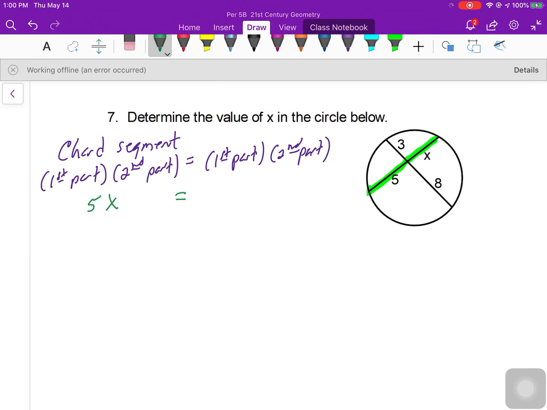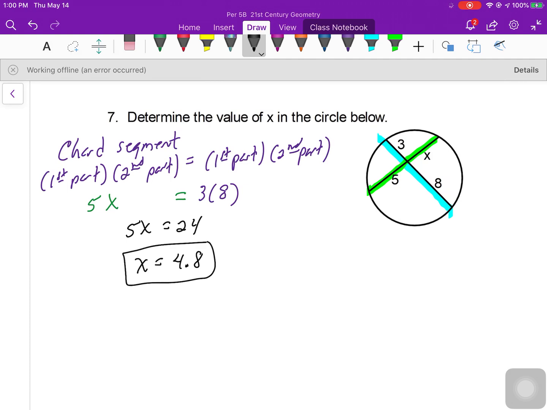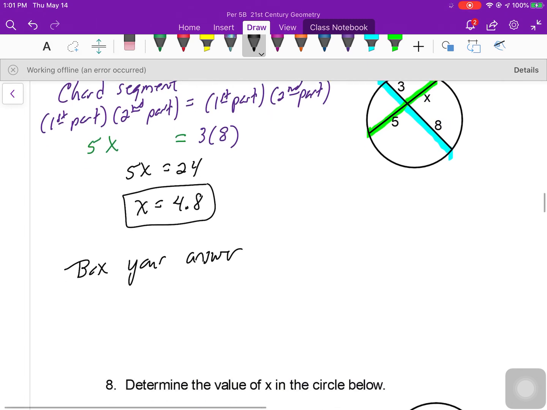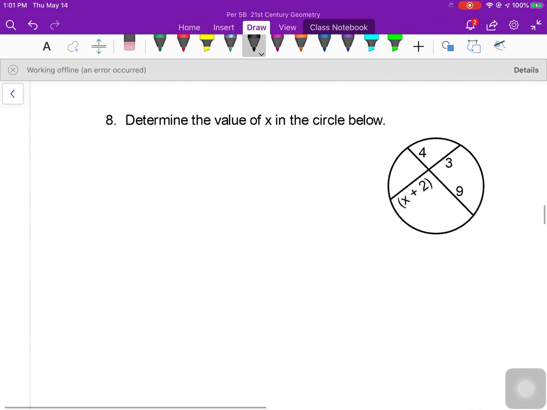So, for example, if we take this first chord segment right here, first part times second part would give us 5 times x, which is 5x. On the other chord segment, which would be this one right here, if we take first part times second part, we'll end up with 3 times 8. Now, finishing up the algebra, we have 5x equals 24. Dividing by 5, we get x equals 4.8. And this time they only asked us to find the x. Don't forget to box your answer.